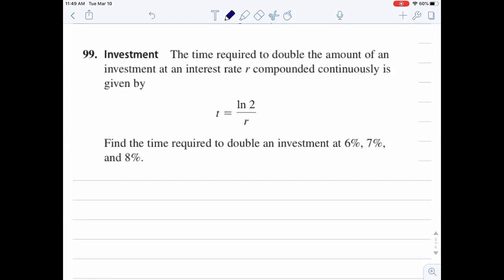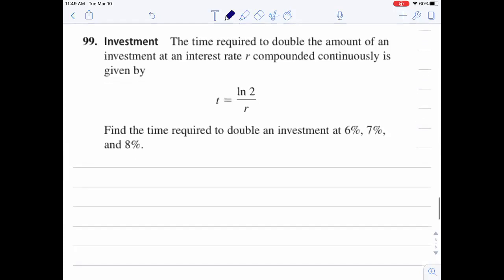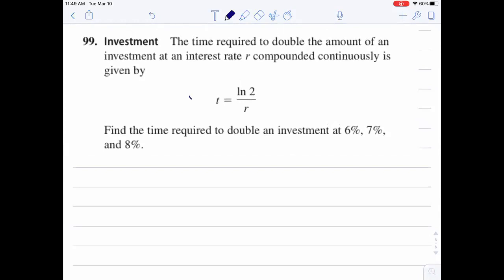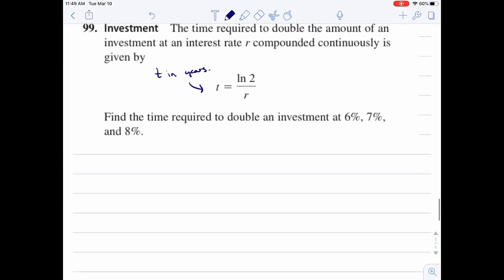This formula is just going to do it, right? And so where t is in years, right? And r is a percentage as a decimal, right? So r is the interest rate.